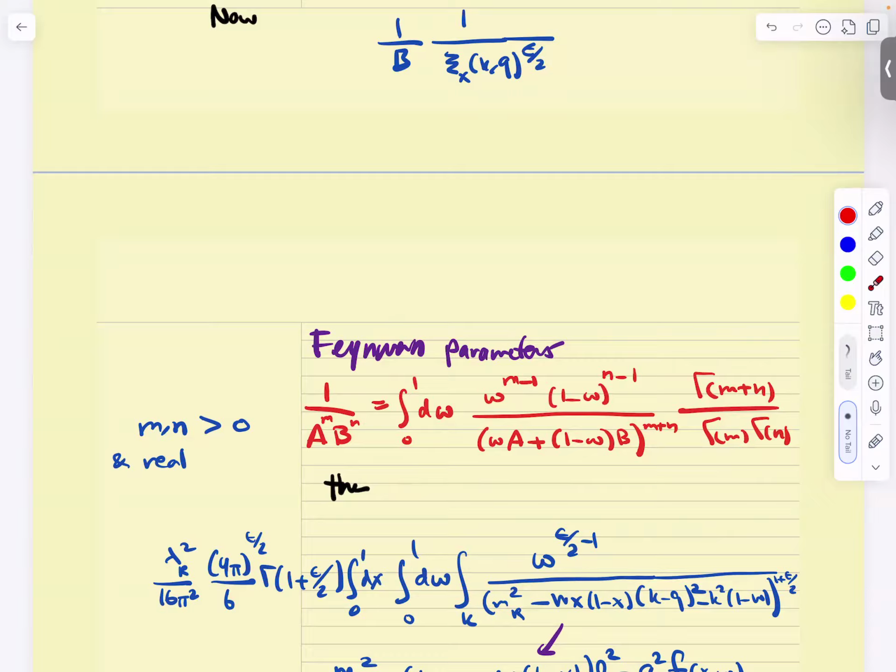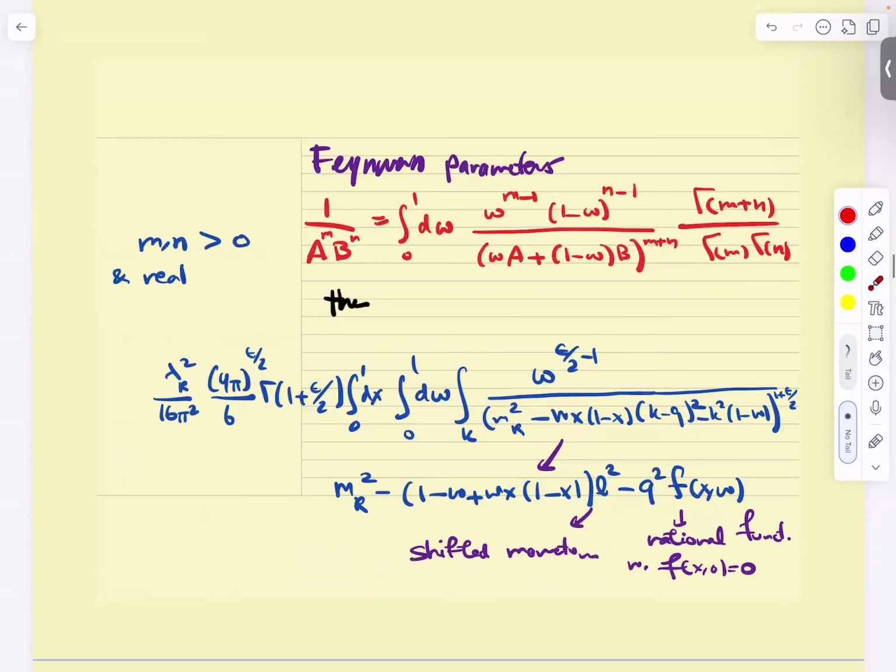The reason is this. I have 1 over B times 1 over something to the power of epsilon over 2. If I write it this way, I could treat this as analytically continued for arbitrary M and N positive. And that's what we're going to do. We're going to do Feynman tricks for 1 over A, 1 over B times 1 over something to the power of epsilon over 2. Right? This is going to be the answer.